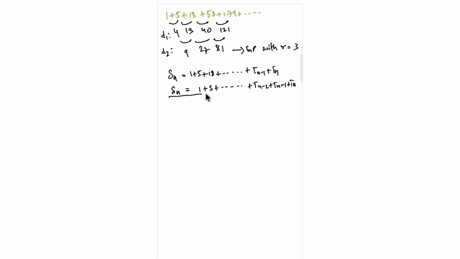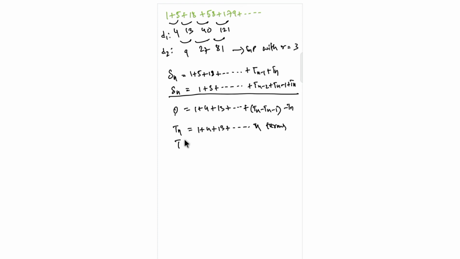Alright, so just subtract these terms. You get 0 here, and you get 1 plus 4 plus 13 plus so on, plus tn minus 1 minus tn. So shift this here: tn is equal to 1 plus 4 plus 13 plus so on, tn minus 1. Basically you can just write it as n terms. So tn is equal to 1 plus 4 plus 13 plus so on.